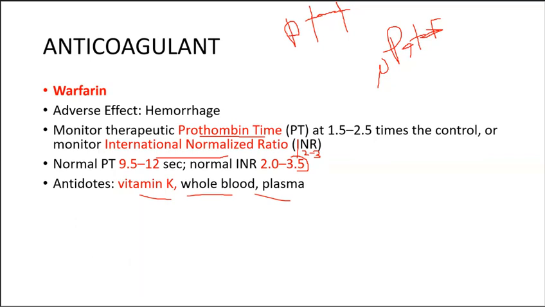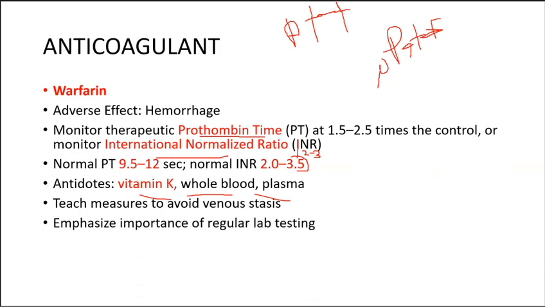We also need to teach our clients to avoid venous stasis. We need to teach them measures to avoid venous stasis, like keeping their legs elevated or raised. That can help to reduce swelling and help to increase blood flow. Wearing compression stockings may also help. Regular exercise can also improve blood flow. So we need to teach them all of this. We need to emphasize importance of regular lab testing.